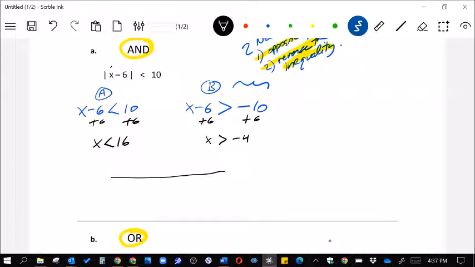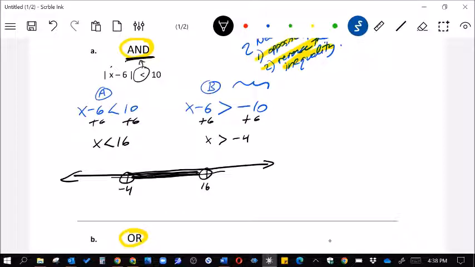The easiest way to figure out what to do with this is to actually graph these things. Negative 4, 16. This is saying it's all the numbers less than 16 and all the numbers greater than negative 4. Because there's an overlapping area, and it's an and statement, that means it's only the in-between that we count. So x has to be in between these: less than 16, greater than negative 4.